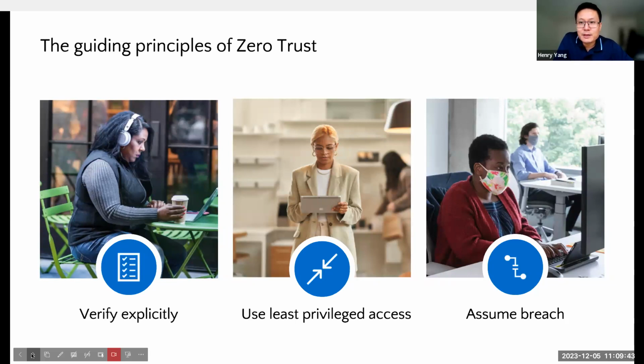There are only two types of organizations in the world. One is organizations that have been hacked before. The second is organizations that have been hacked but don't know it. So we always need to stay alert for those things and have this assume breach mindset.